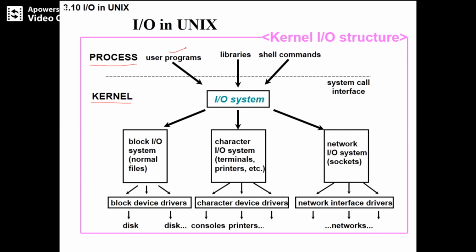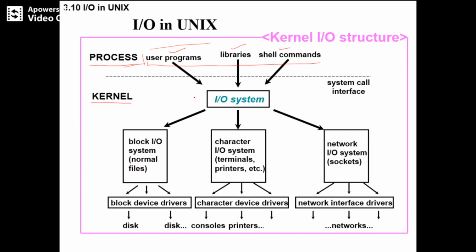User programs are the programs that you are writing, the libraries are all the libraries which are used in your program, and the commands are those which are used in your program. All those we can call a process, and your programs are there in the process layer. And what exactly do you have in the kernel layer?